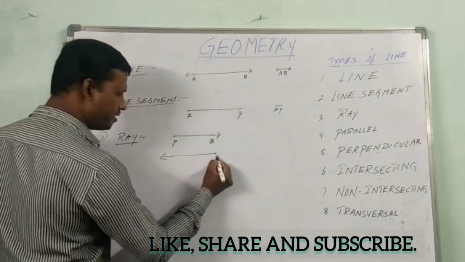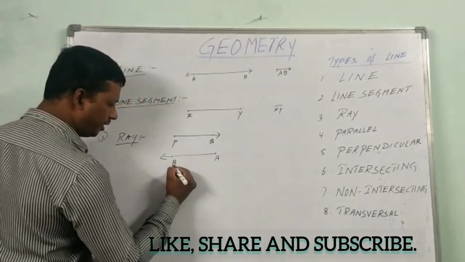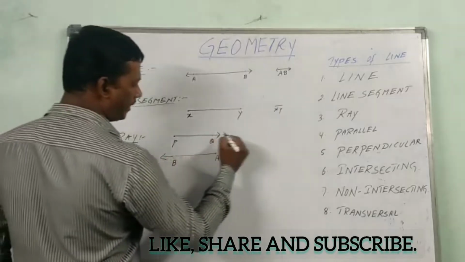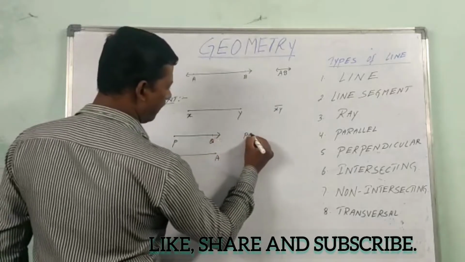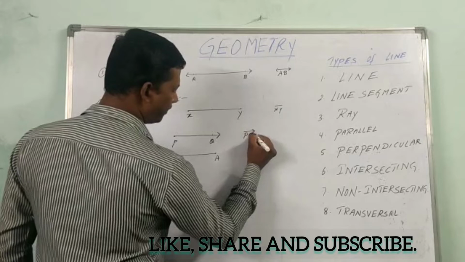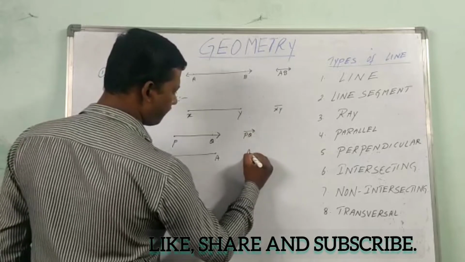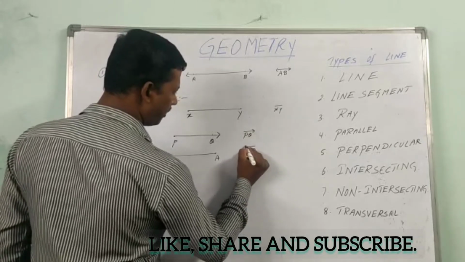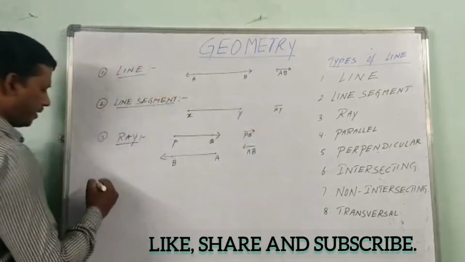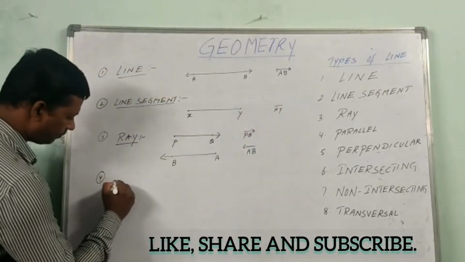This is A, the starting point, this is B. It has no end point, and this is represented as PQ ray, and this is represented as AB ray.